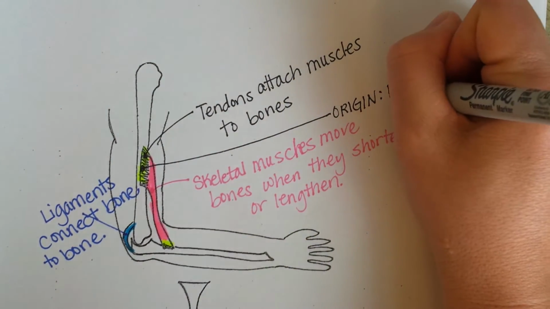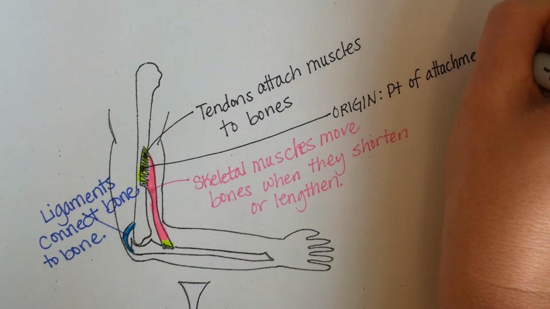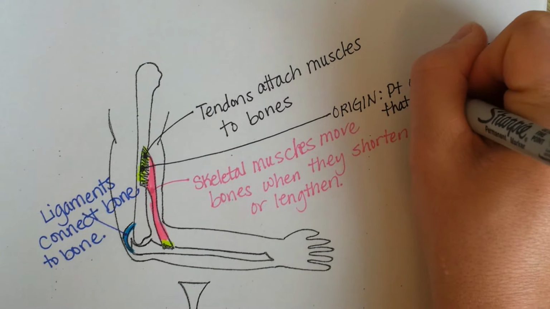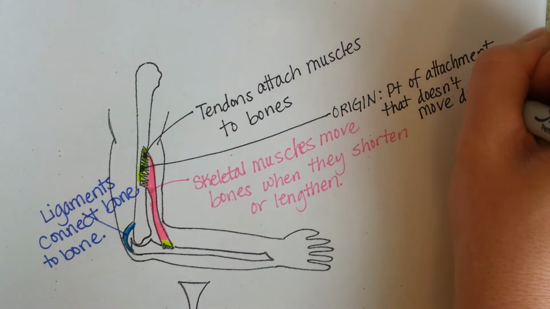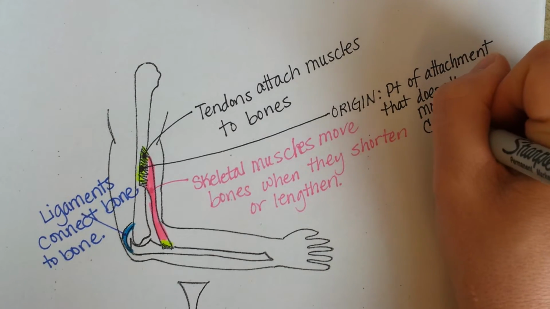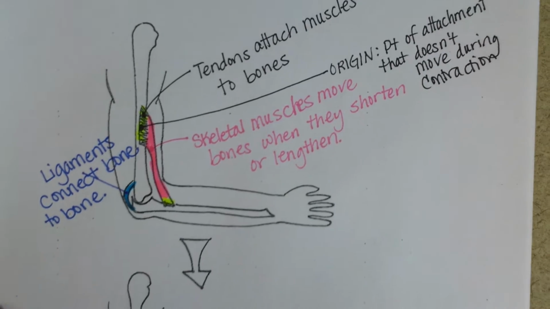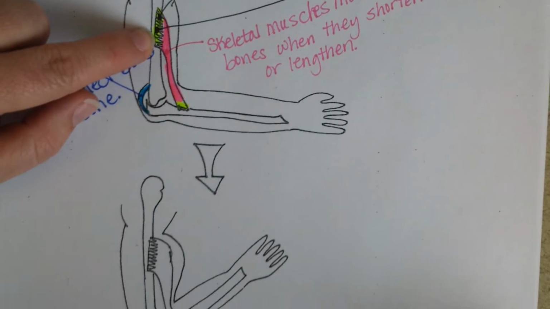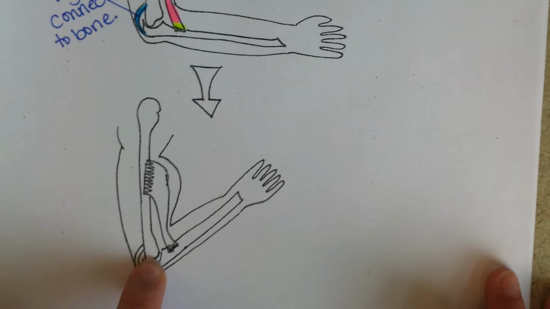So this is the point of attachment that doesn't move during the contraction. So in this muscle diagram that I've given you, that's why this would be the origin, because if you look down to this picture, you can see that the lower arm bone is the one that moved, not the upper arm bone.